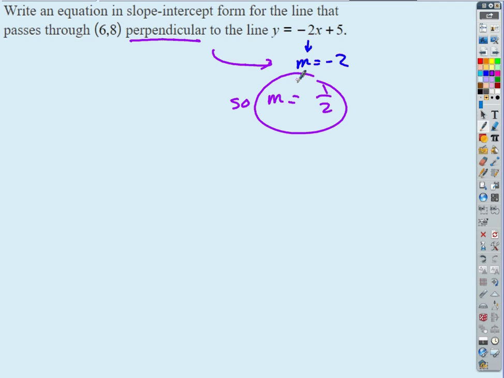So then we've got our slope, we've got our point. All we've got to do is throw that information into the point slope form and plug and chug, and we've got an answer, right? So we start off with y minus y1 equals m times the quantity x minus x1. We plug in our information. So what's y1?